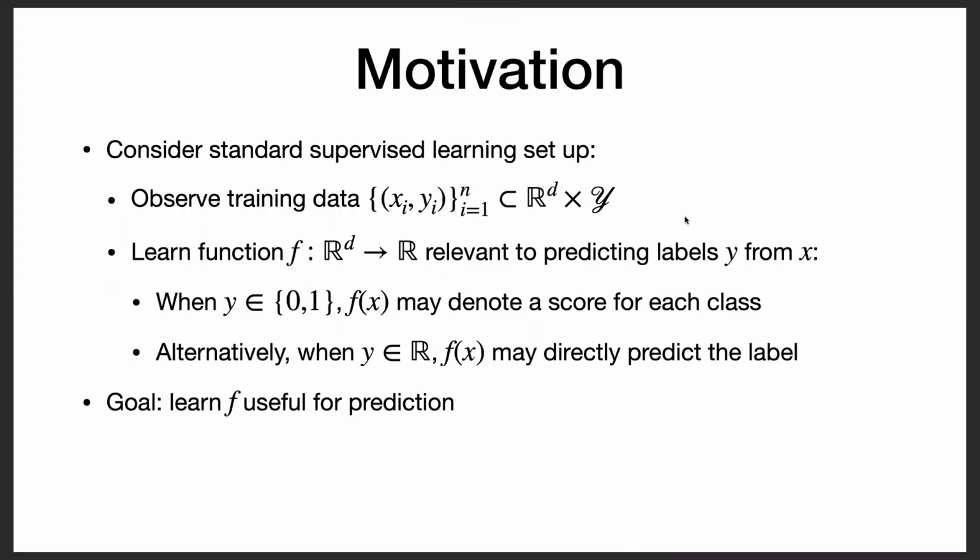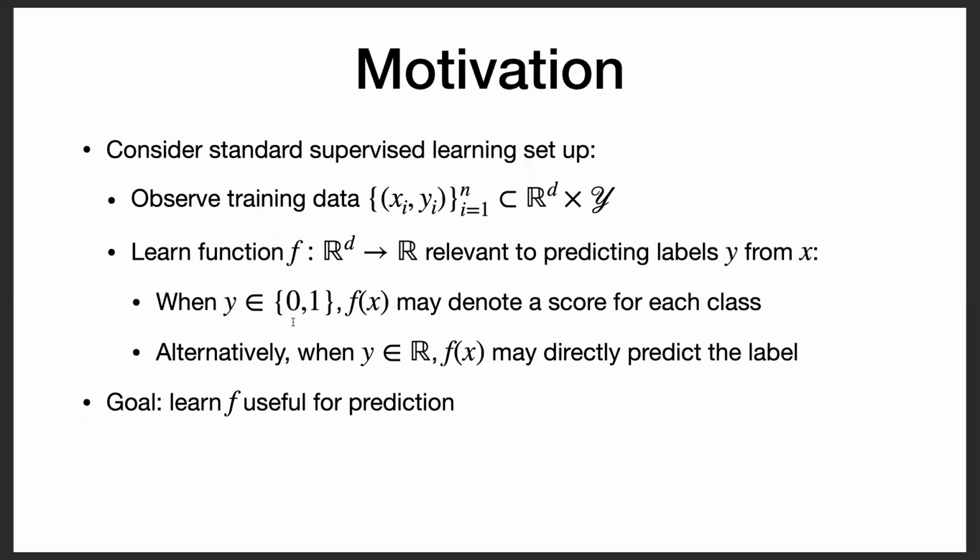So let me start with a little bit of motivation. We're going to consider the standard supervised learning setup. Here you observe a series of n data points, which consist of pairs xi, yi, where xi belongs to R^d and yi is some label that you want to be able to predict. Your goal is to learn some function that maps your input space to a real number that is relevant to predicting the label y from x.